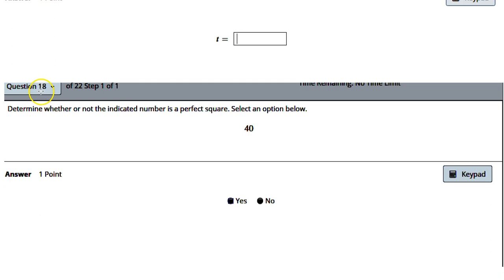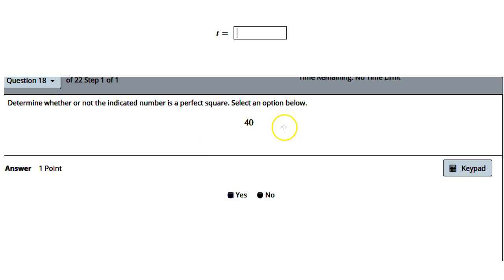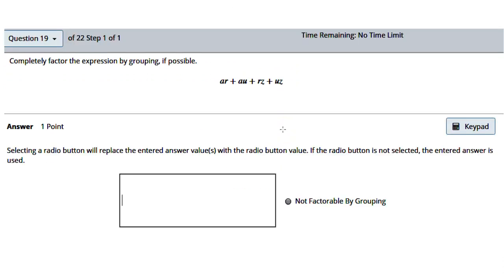Because number 18 is just determine whether or not this 40 is a perfect square. No. That's 8 times 5, and if it was 8 times 8 or 5 times 5... so let's see, 6 squared is 36, 7 squared is 49, so this would be a no here. Alright, let's go up to the next one here.